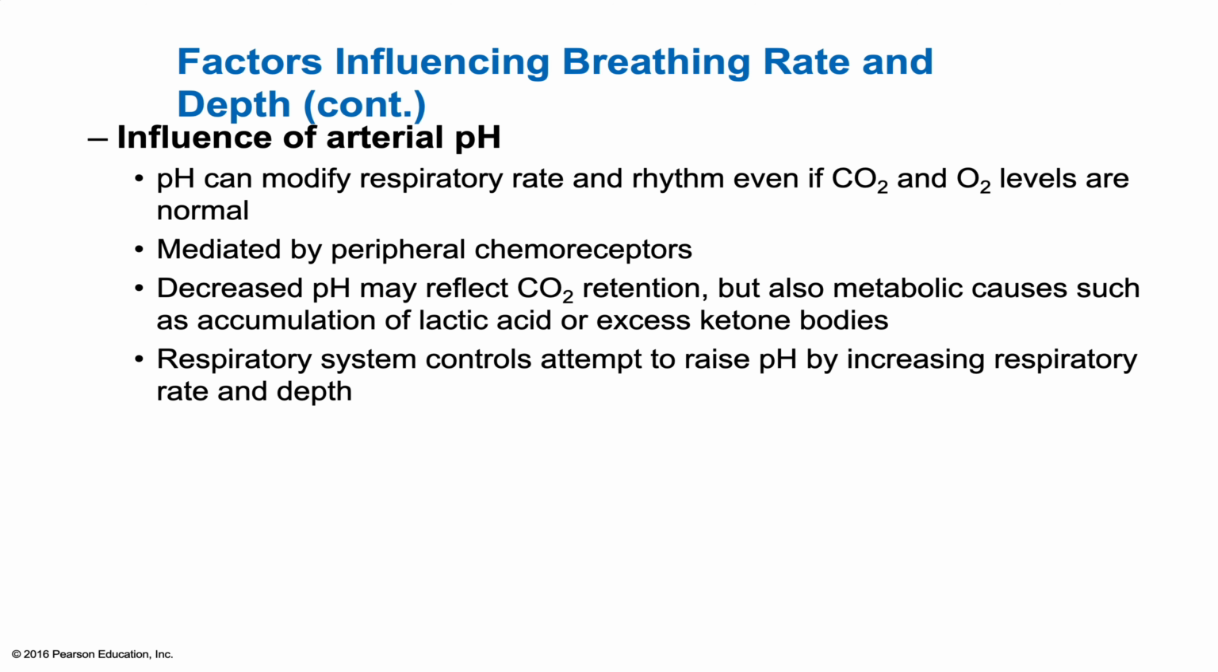A drop in blood pH may reflect carbon dioxide retention, but it may also result from metabolic causes such as an accumulation of lactic acid during exercise or of ketone bodies in patients with poorly managed diabetes. But regardless of the cause, as arterial pH declines, the respiratory system controls attempt to compensate and raise the pH by increasing the respiratory rate and depth to eliminate carbon dioxide and carbonic acid from blood.